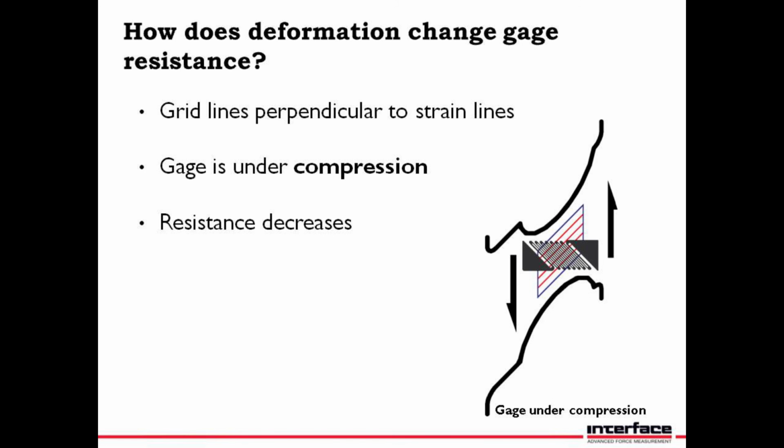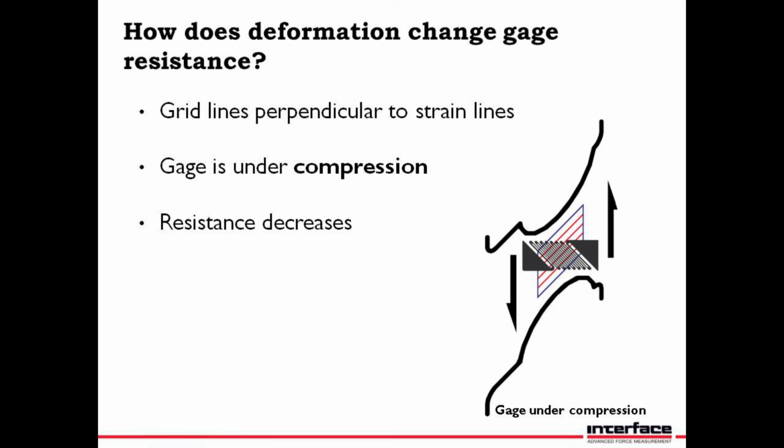If we take that same gauge and we place it on the opposite end, we can see that the grid lines are now perpendicular to the strains along the beams. And in this case, the gauge is under compression, and therefore the resistance across that gauge decreases. And this is how it is possible to change the resistance across identical gauges that are installed on the same flexure.